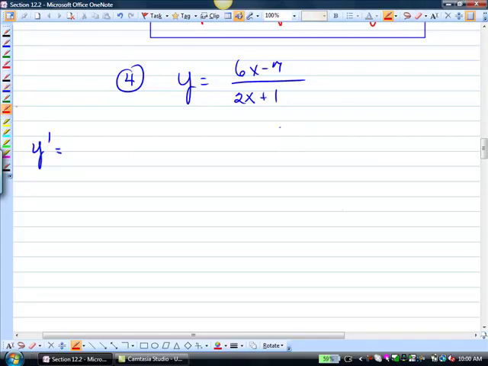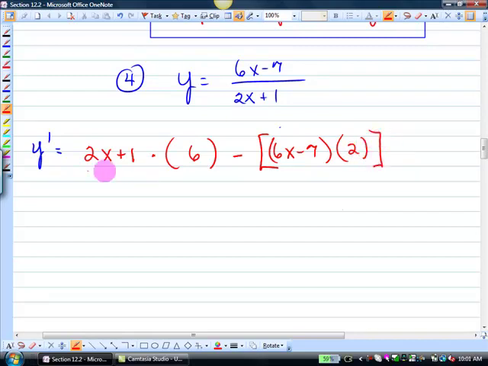All right, y prime equals the bottom times, let's just go ahead and do it. What's the derivative of the top? 6 minus the top times the derivative of the bottom, which is 2, all over the bottom squared. So on this one, I did the derivative without writing the road map. I just put that in there.